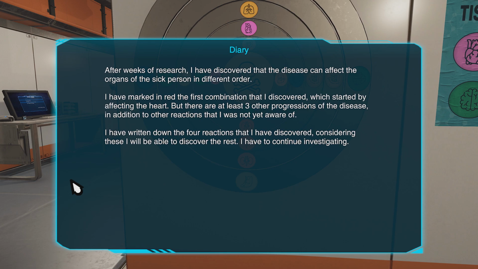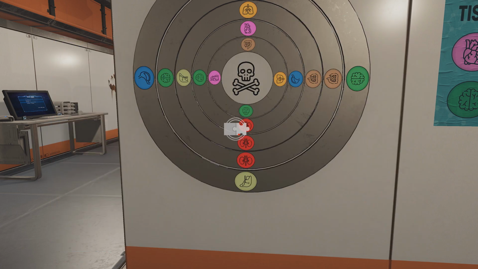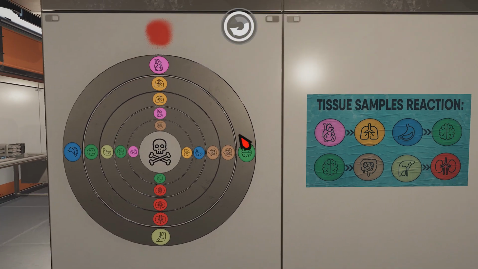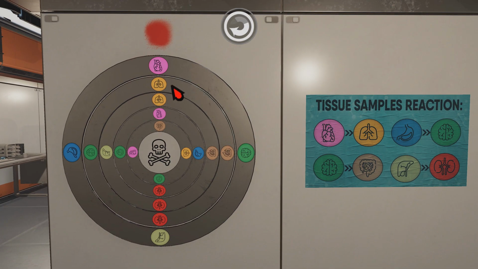Back to orient. I have marked in red the first combination I discovered, which started by affecting the heart. There are at least 3 other progressions of the disease. I've written down the 4 reactions that I have discovered. Considering these, I'll be able to discover the rest. So, marked in red started with the heart, and then it gives me that. And now it says with that, I'll be able to do the rest, but I don't understand how.